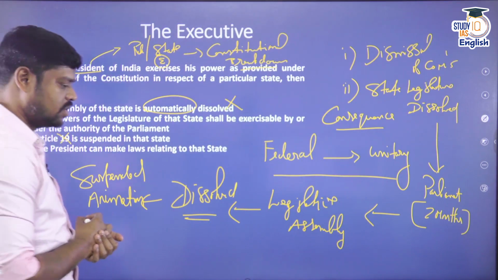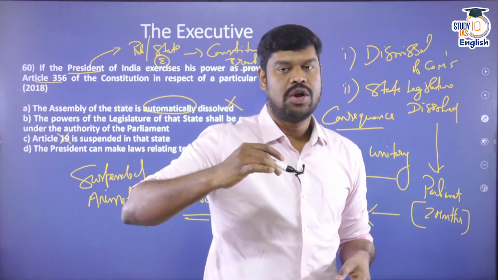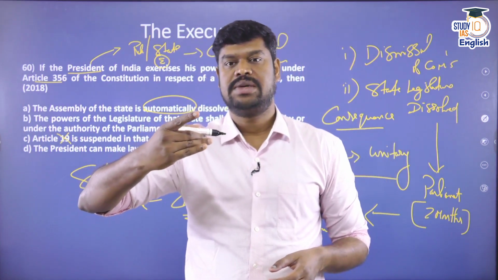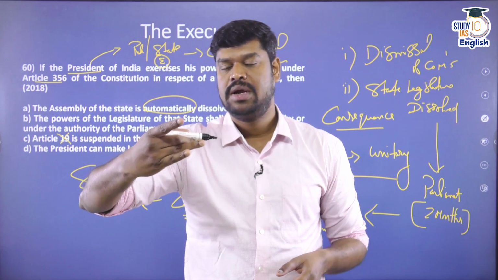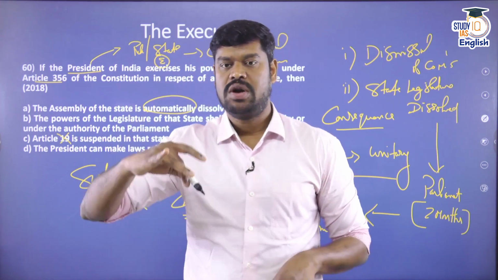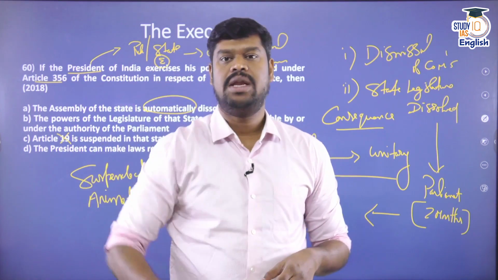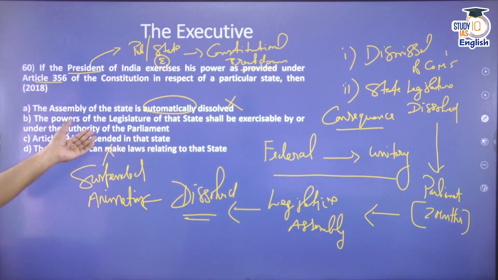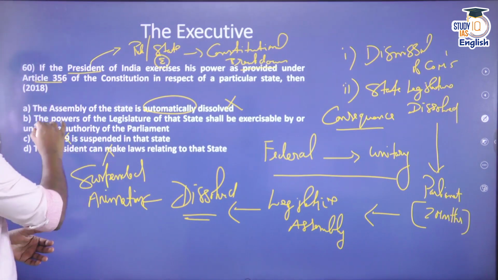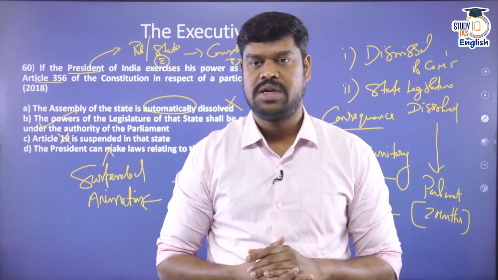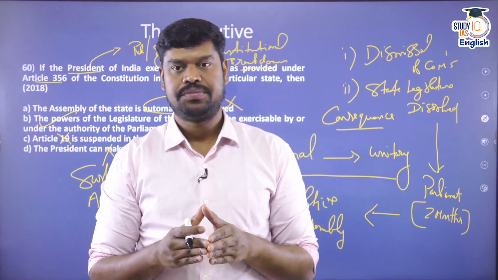The president can make laws relating to the state. The president cannot make laws. The power is given only to the parliament. When the legislative assembly is dissolved, the parliament will take up the power, but the parliament may delegate this power to somebody else also, including the president. So it does not directly go to the president unless and until the parliament delegates this. So the most appropriate answer for this particular question is that the power of the legislature of that state shall be exercisable by or under the authority of the parliament. So it is exercisable by the parliament, or the parliament may delegate this authority to somebody else. So the right answer is option B.